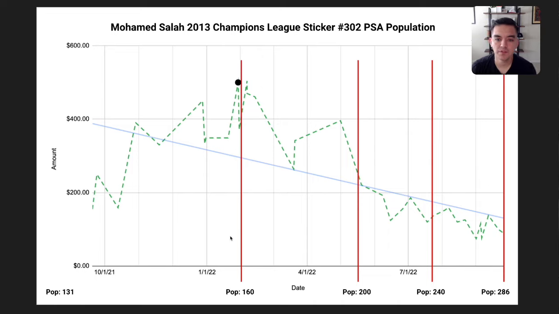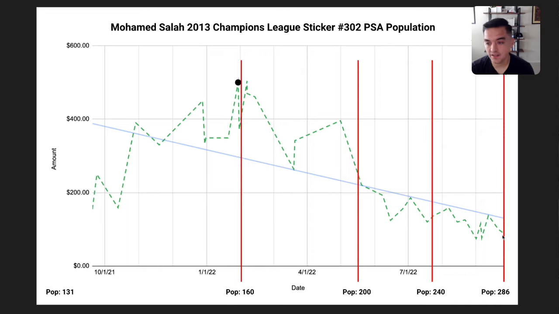Okay, so what happened? Well, you can see what happened from the peak. It started to go down. And then right around the middle of May, it was right above $200 again. And the pop had also increased another 20% to 200 in total. And then the same thing, you can see the pop increases another 20% towards the end of July of this year. And now the price is trending down around $150 for PSA 9. And then finally, as of today, the pop has increased by another 20% in total, to 286.